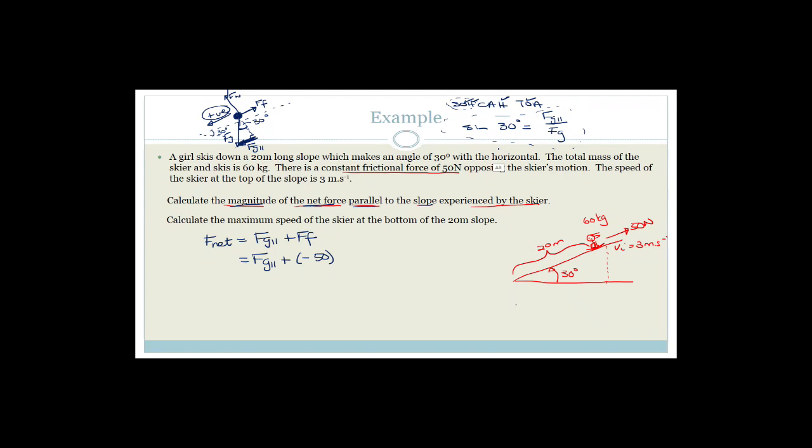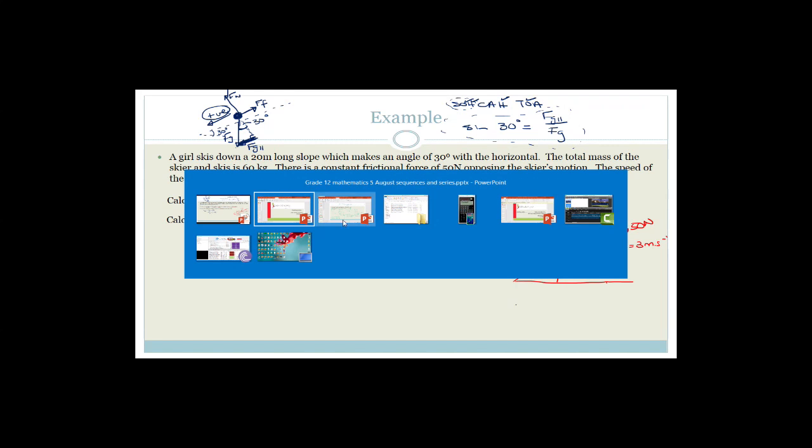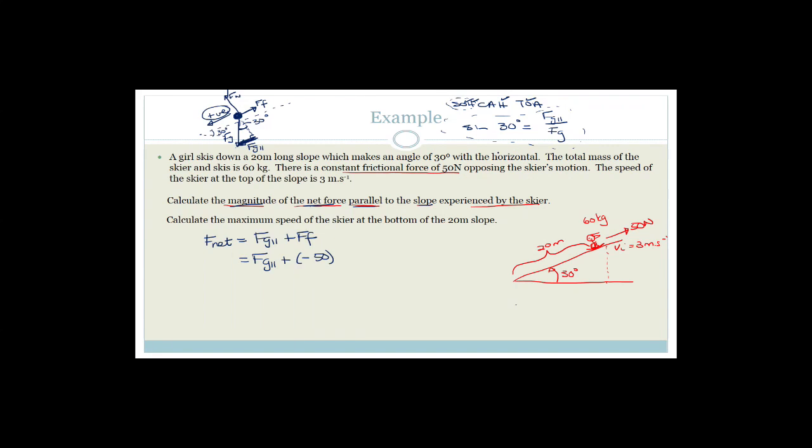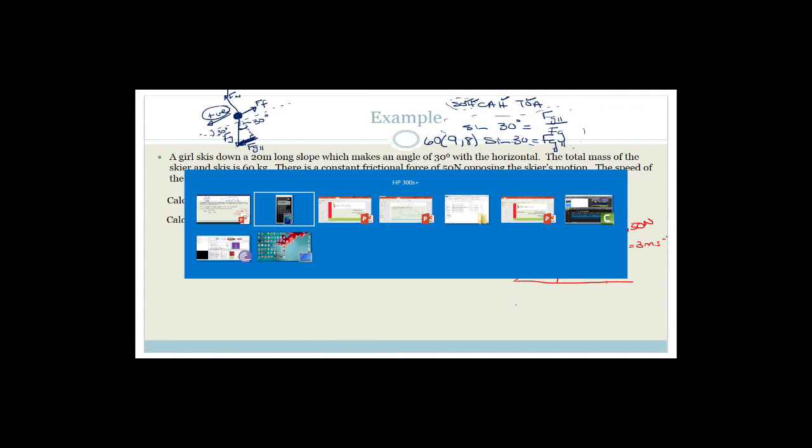So let's do that now. Let's go to our calculator. But before we do that, let's just rearrange. FG is the force of gravity, which is mass times acceleration due to gravity. So that is going to be the mass of the skier and her skis, which is 60, so it's 60 times the acceleration due to gravity, which is 9.8, times sine 30. And that is FG parallel. So now we can get out our calculator.